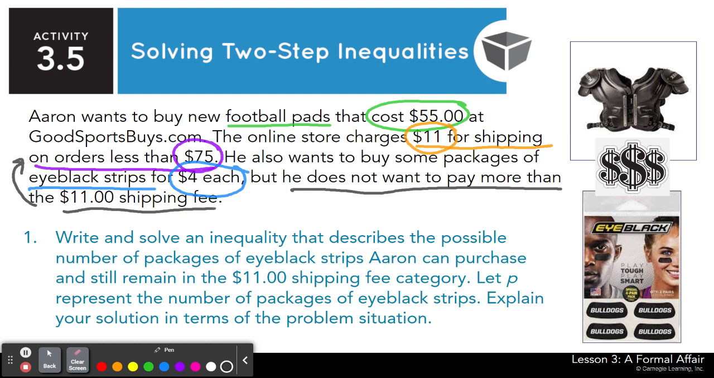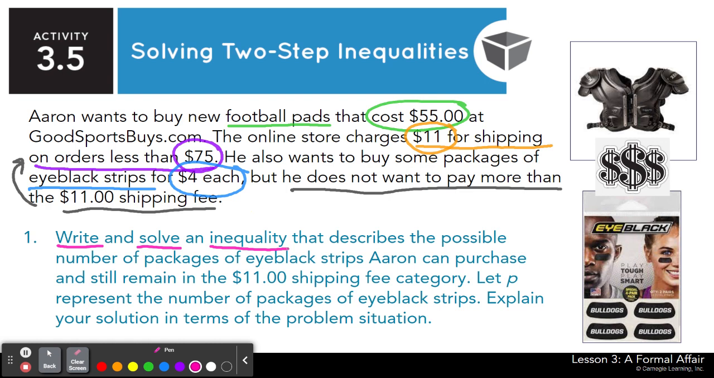Let's read number 1. Write and solve an inequality that describes the possible number of packages of eye black strips Aaron can purchase and still remain in the $11 shipping fee category. Let P represent the number of packages of eye black strips. Explain your solution in terms of the problem situation. So we're being asked to do a couple of things here. We're asked to write and solve an inequality, not an equation, an inequality.